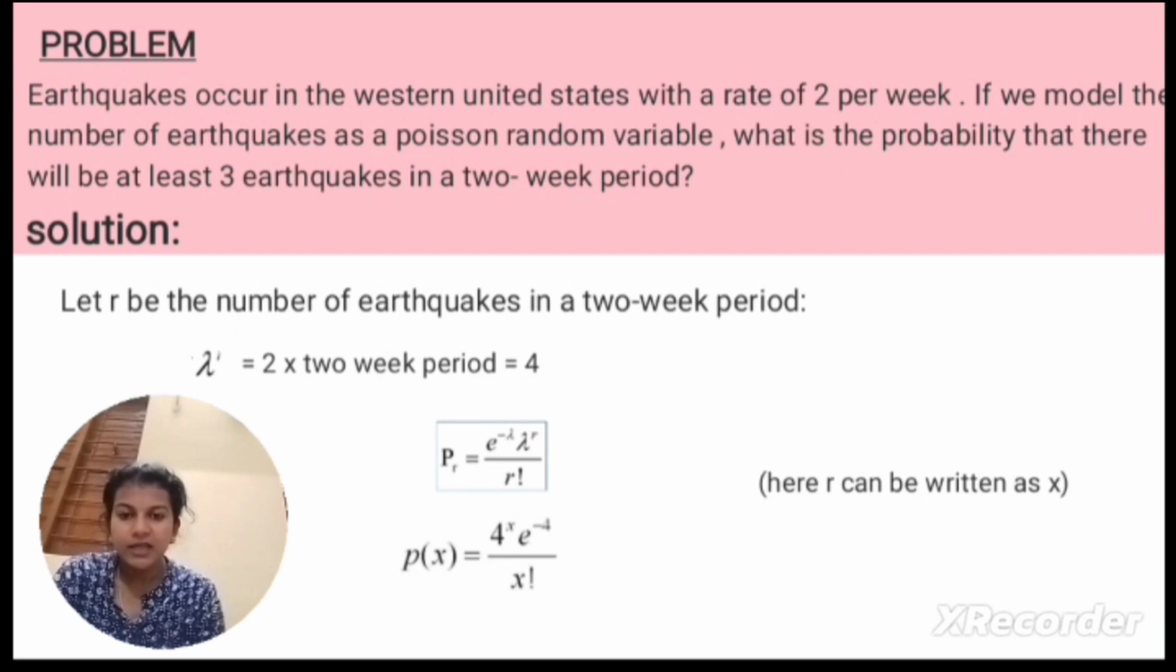The problem is: earthquakes occur in the western United States at a rate of 2 per week. If we model the number of earthquakes as a Poisson random variable, what is the probability that there will be at least 3 earthquakes in a 2-week period?